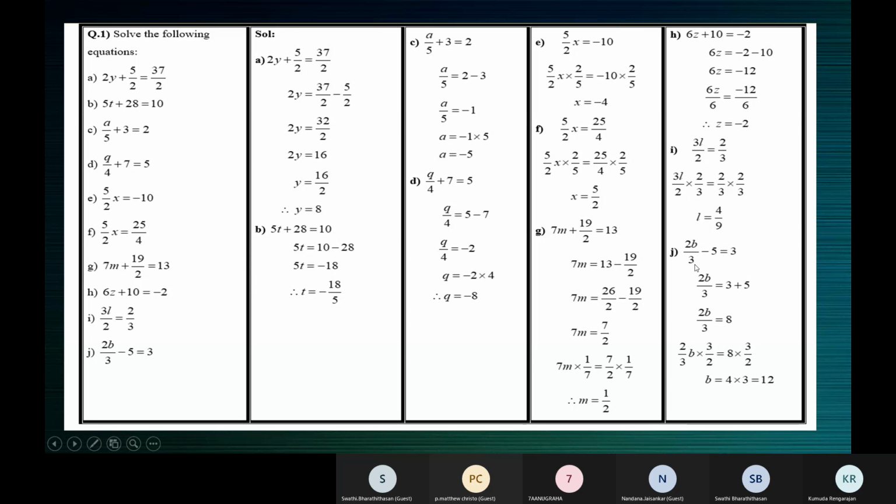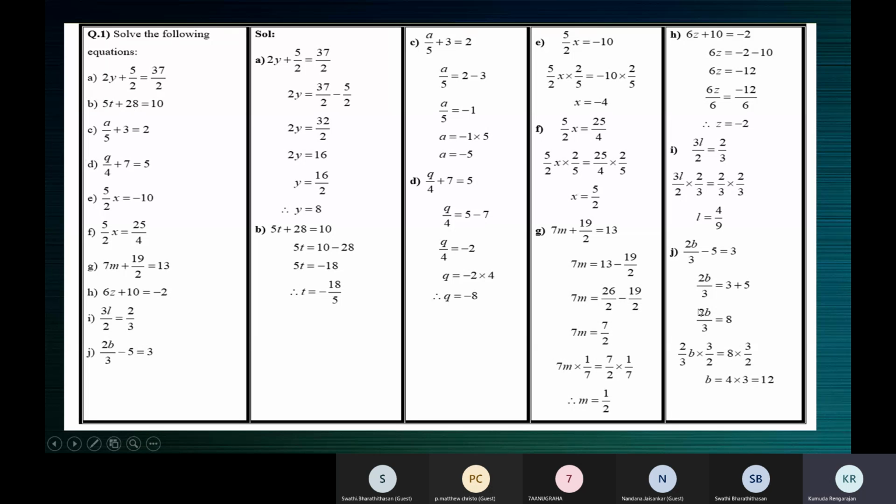The next one. We need to separate the variable b from minus 5 and then 2 by 3. So first, let's transpose minus 5. This term minus 5, when taken to the other side, to the RHS, becomes plus 5. So we have 2b by 3 is equal to 3, which is already there in the RHS, plus 5. So we have 2b by 3 is equal to 8.